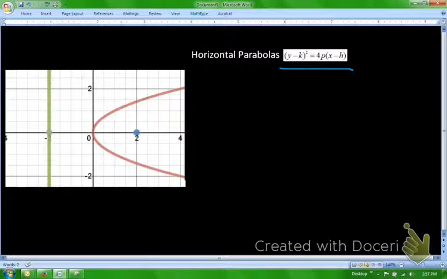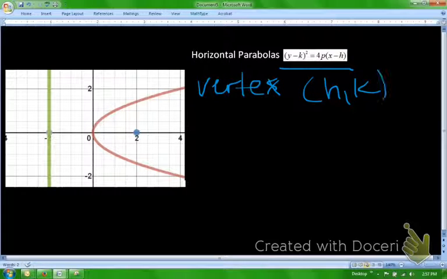Next thing you'll probably want to do is find the vertex. The vertex, as always, will be (h, k). Your axis of symmetry is running through here. So just so you know, your axis of symmetry, or I'm going to call it your AOS to be shorter, it's a horizontal line, so it's going to be y equals k.